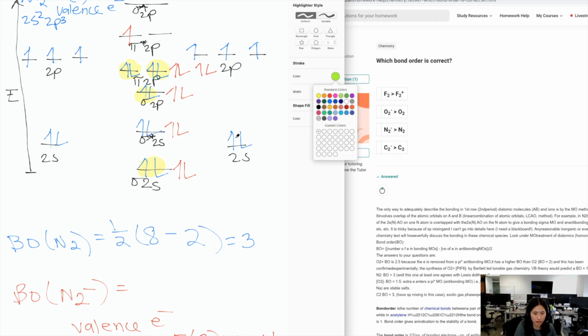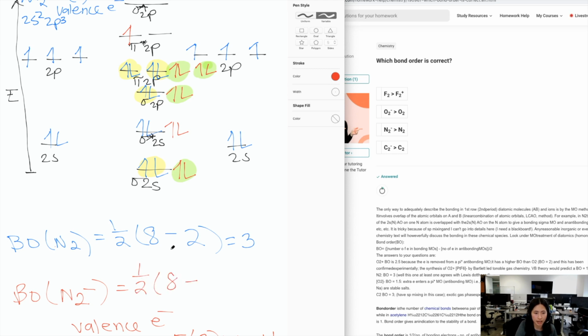Okay, so here we have 2, right? And then we have 4, 6, 8. And that's it. So we have 8 for bonding. So 1/2, 8 minus anti. So for anti, there's 2, right? And then you have 3. So it's 8 minus 3. So that means if you have 8 minus 3, right, times 1/2, you should be getting 2.5.